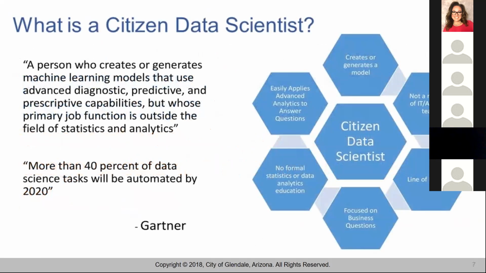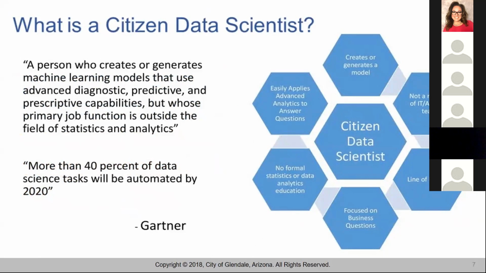Per Gartner, and this is a direct quote, a person who creates or generates machine learning models that use advanced diagnostic, predictive, and prescriptive capabilities. We just learned those from our bedtime story. But whose primary job function is outside the field of statistics and analytics.